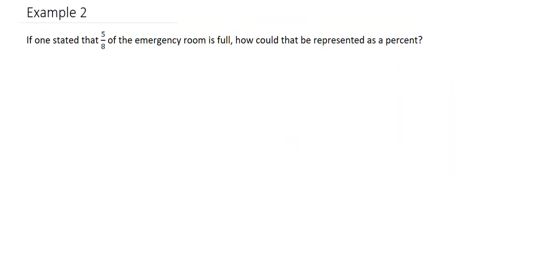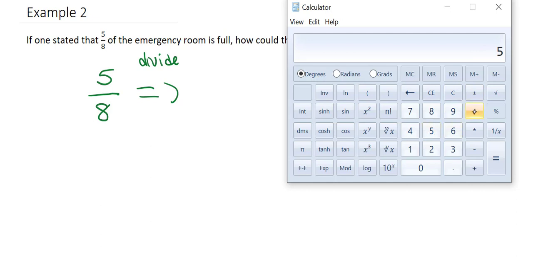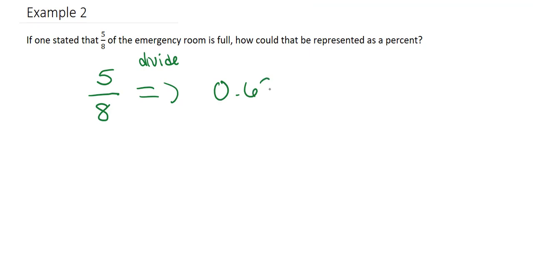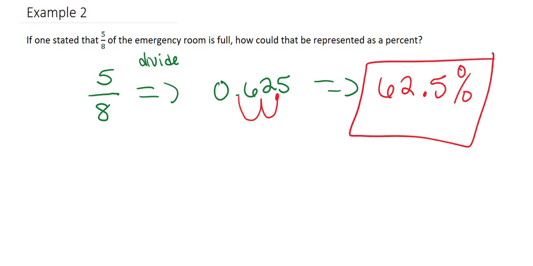So example 2, if one stated that 5 out of 8 of the emergency room is full, how could that be represented as a percent? So 5 out of 8. We're going to do this division, dividing the 5 by the 8. So 5 divided by 8 is equal to 0.625. Then we move the decimal to the right twice. We get 62.5, and that would be our percent.